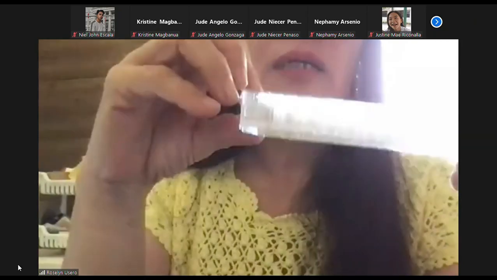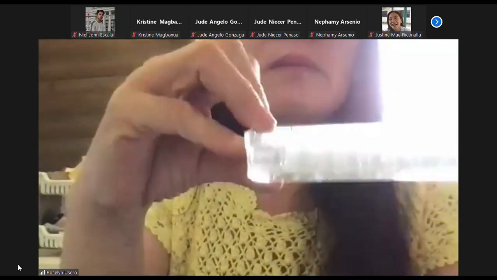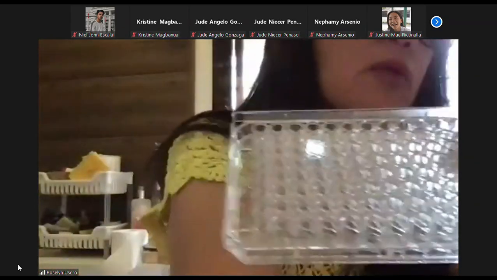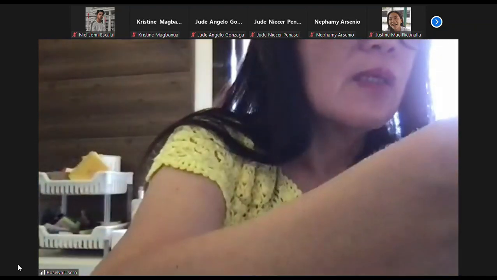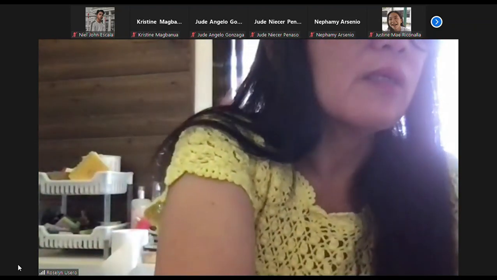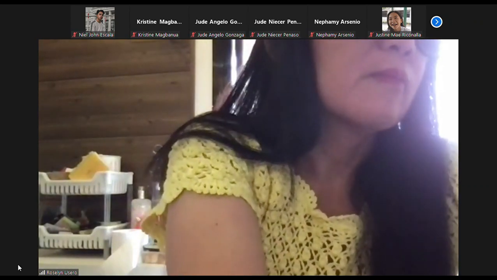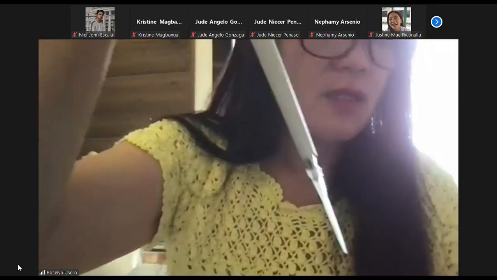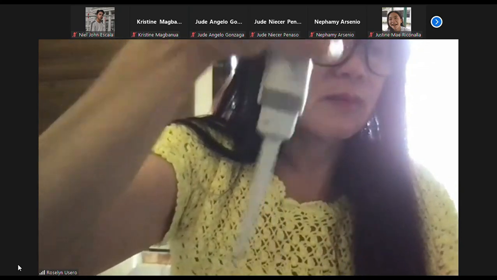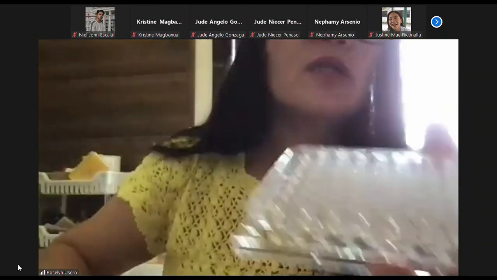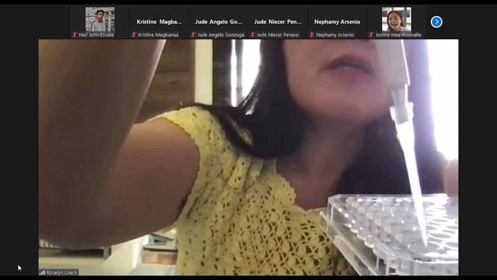So you can pipette as little as 0.1 microliter. From the tip, there is suction of the liquid. If you aspirate the liquid, then you can transfer it in here.